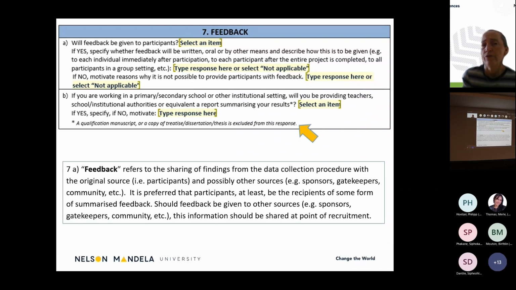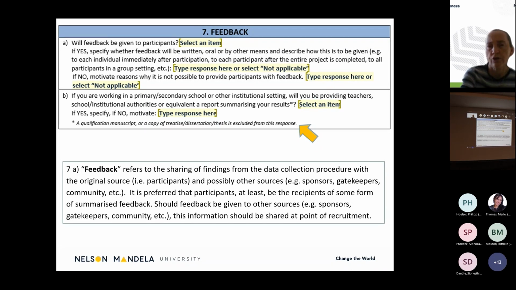B relates to if you are working in a primary or secondary school or institutional setting. Will feedback be provided? There are very specific rules guiding us if we do studies in a school setting or institutional settings. So B relates to that.